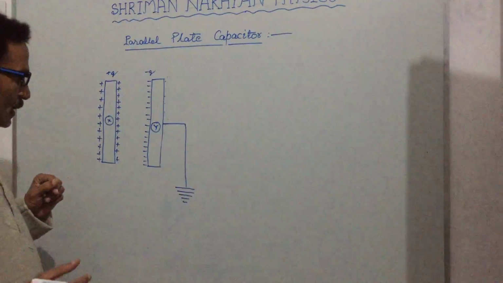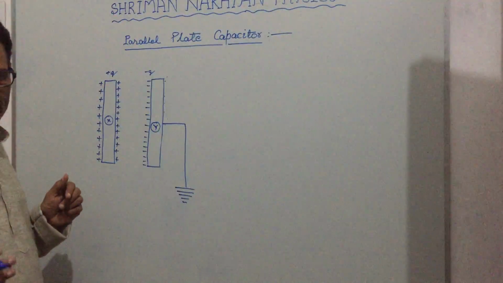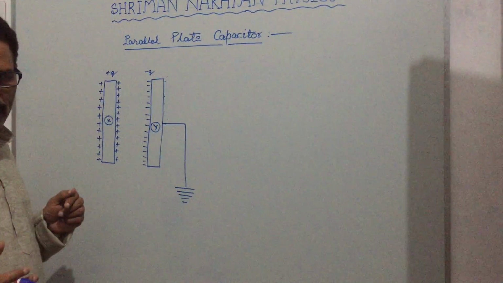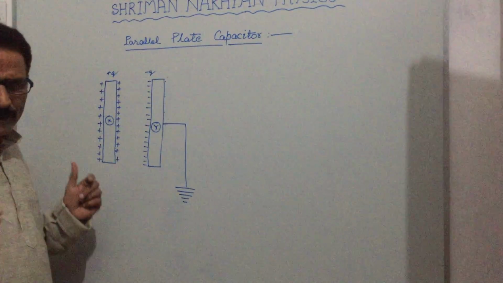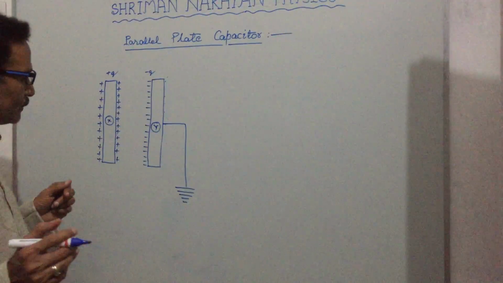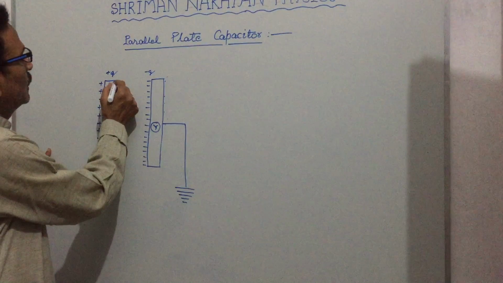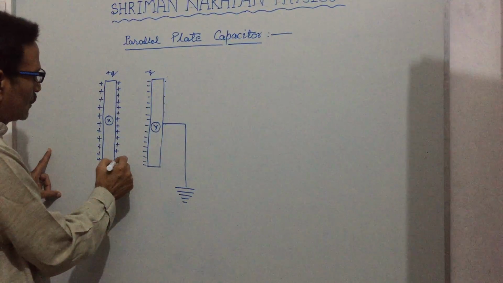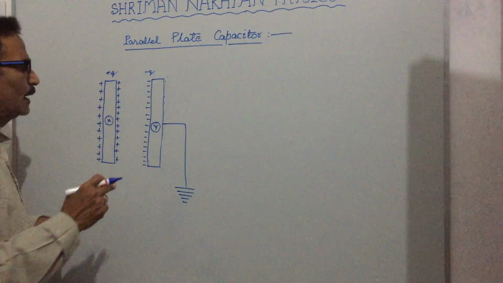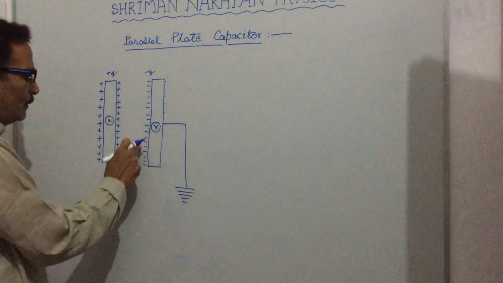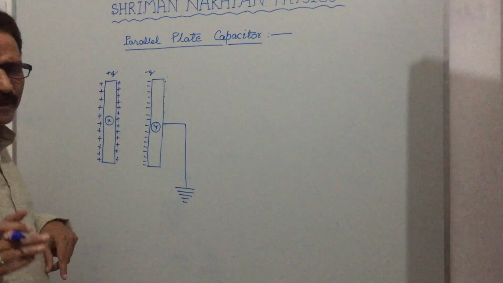This arrangement is the so-called parallel plate capacitor, an ideal parallel plate capacitor. If it is an ideal parallel plate capacitor, then remember that the region lying in between these two plates will have a uniform electric field. I mean to say that at any point lying in the region between the two plates, the value of the electric field intensity will be the same.